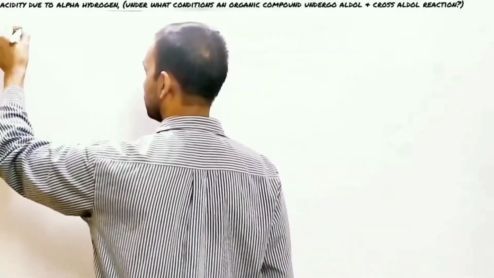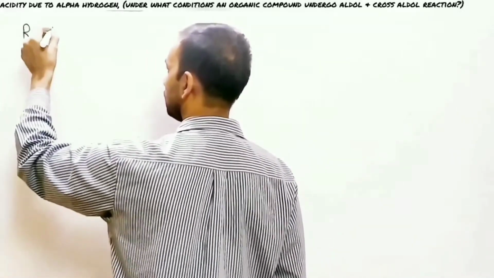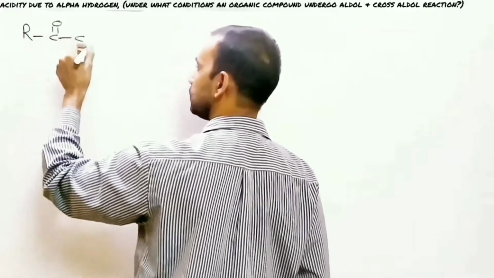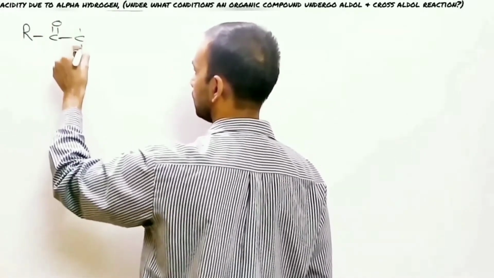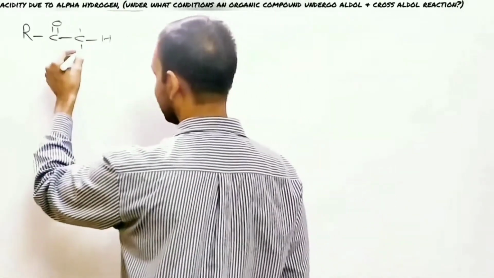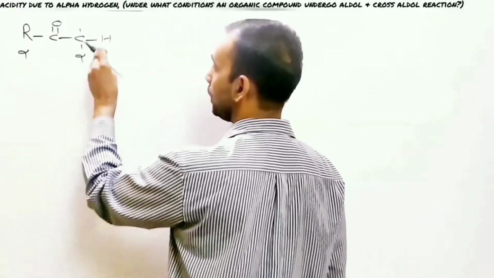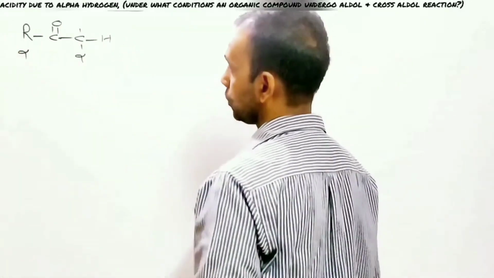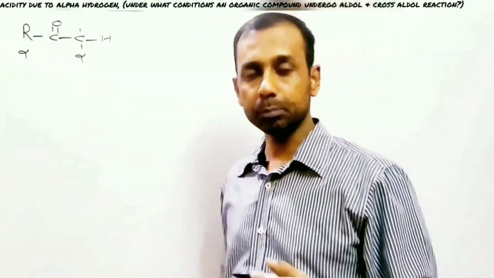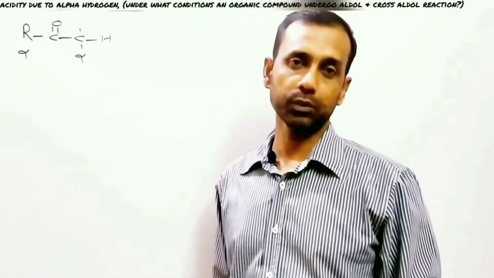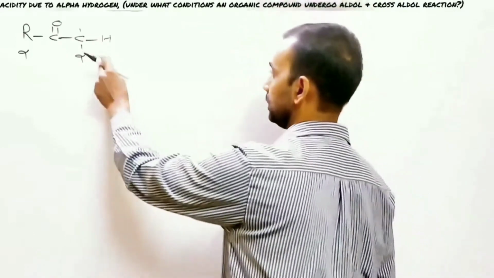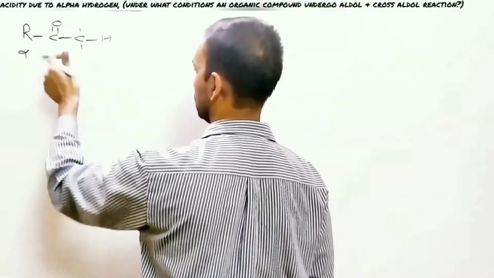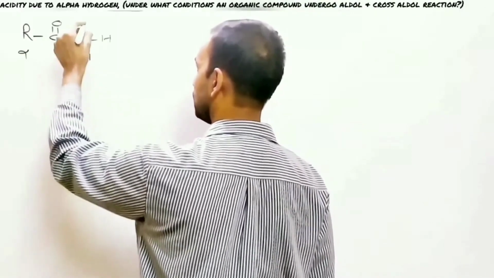Let's start with that. Suppose we have this kind of structure. What we see here is that this is your alpha carbon, and there you have a hydrogen, and there also may be a hydrogen. So alpha hydrogen is the hydrogen which is present on the carbon next to the carbonyl group. This is your alpha carbon, and this hydrogen is called alpha hydrogen.